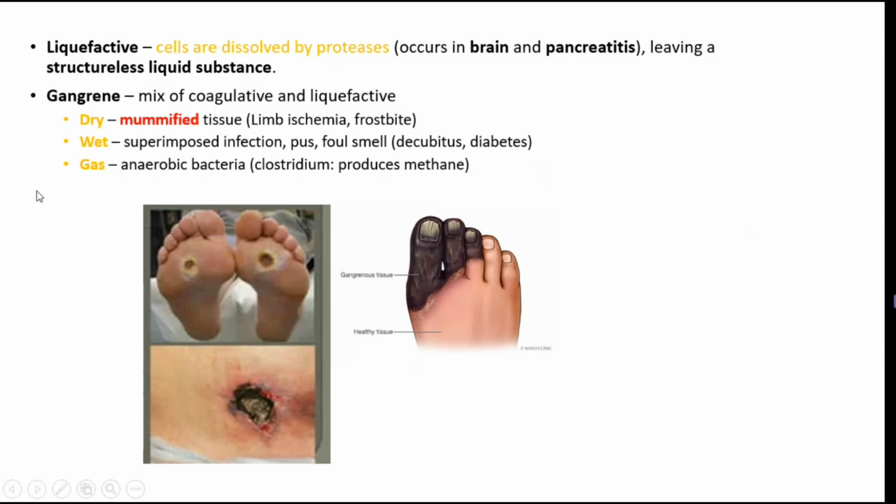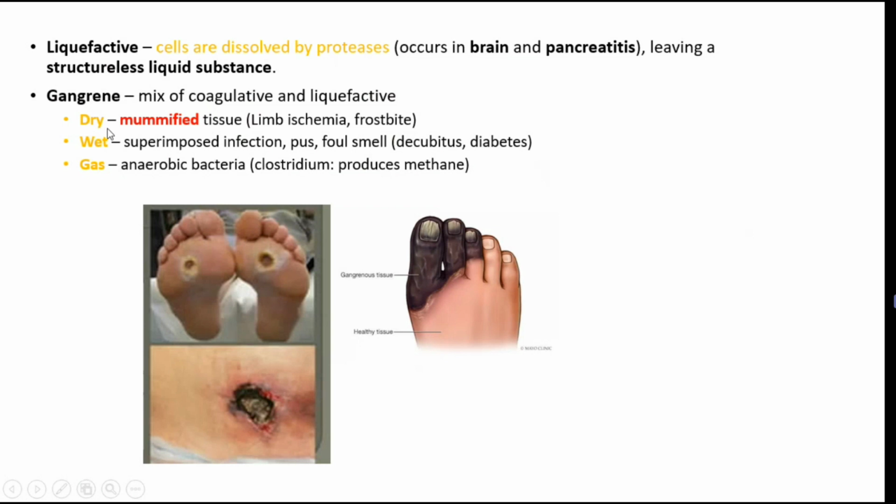Right. Next, a subtype of necrosis is gangrene necrosis. It is a sort of mix of coagulative and liquefactive necrosis, not a specific category. I could put it under one of those, but we could talk about it as a separate subtype. And there are three types of gangrene: dry, wet, and gas gangrene.